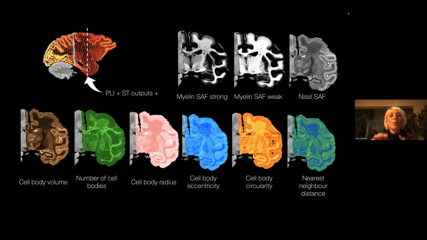Okay, so we now have our microscopy and our MRI within the same space, and we have whole brain coverage. What are we going to do? Well, we need to define different axes along which we want to do meaningful comparisons.